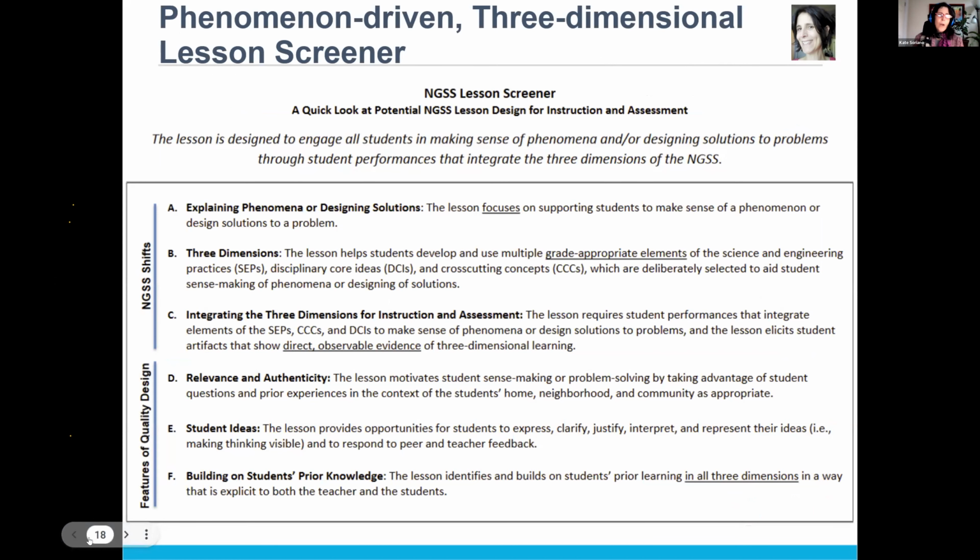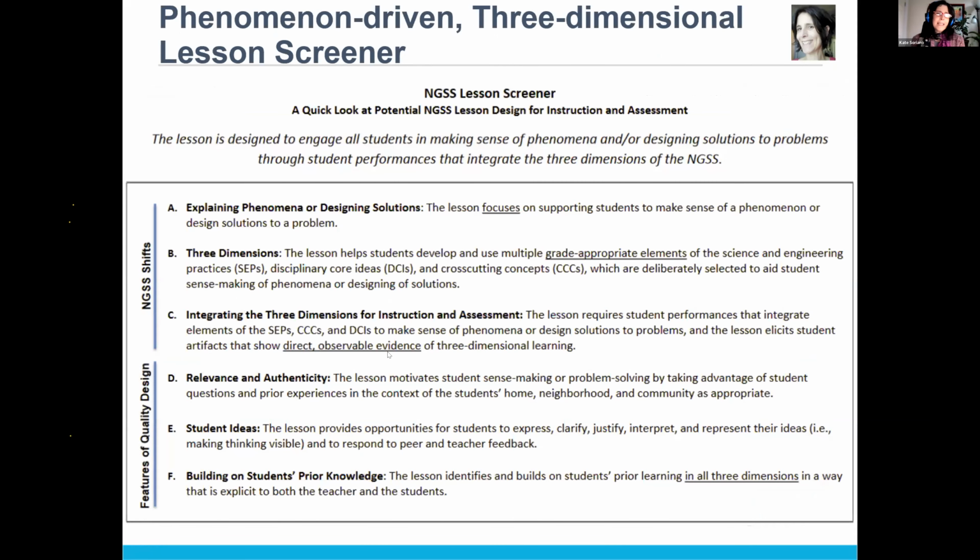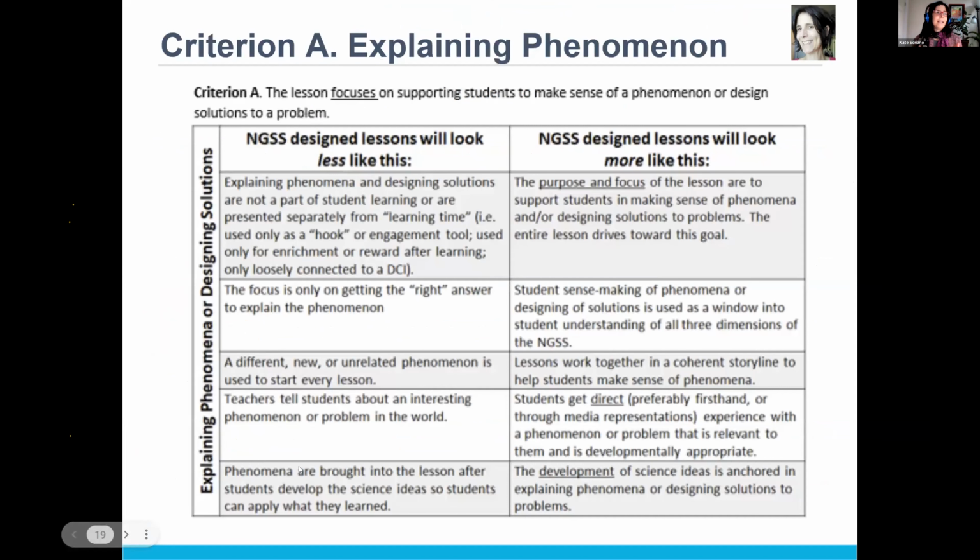Why did we come up at NSTA with these 4 categories, and where does this tool really come from? Well, it is based on the NGSS Lesson Screener, which could also be called the Phenomenon-Driven Three-Dimensional Lesson Screener. This is a research-based rubric, and it is a free resource. There are 6 criteria that we look for in a lesson that is moving toward that sense-making frame. But if you're starting from the information frame and want to make that move to the sense-making frame, we needed to start somewhere, and 6 seemed to be overwhelming. So we picked 3 criteria.